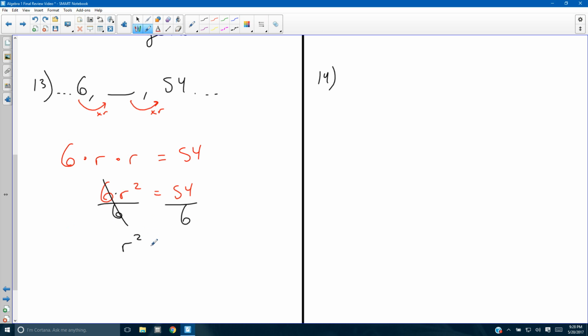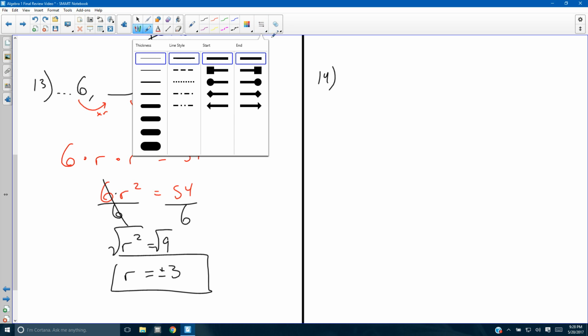That's R squared equals 9. And R, take the square root. What's R? Guess what? It's not just 3. It's plus or minus 3. The square root of R squared is plus or minus 3. Does that actually work? Well, 3, I think we can assume works.